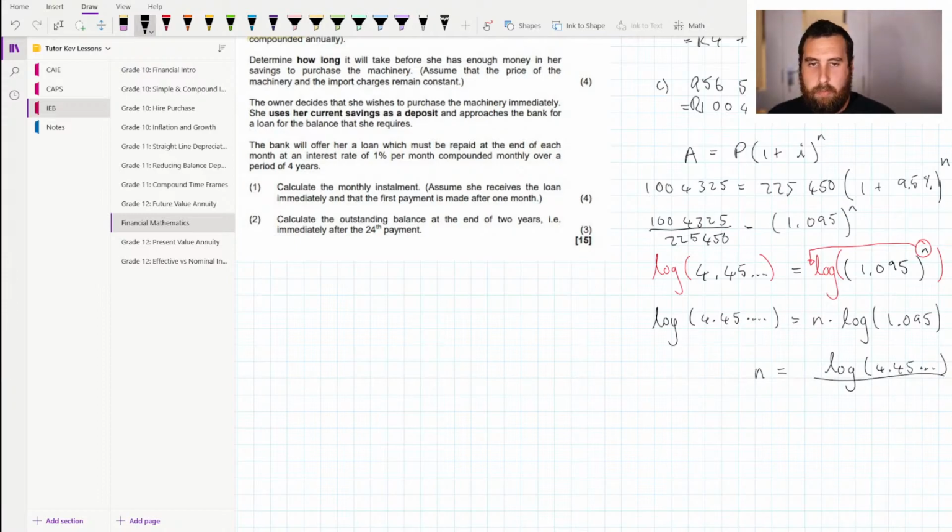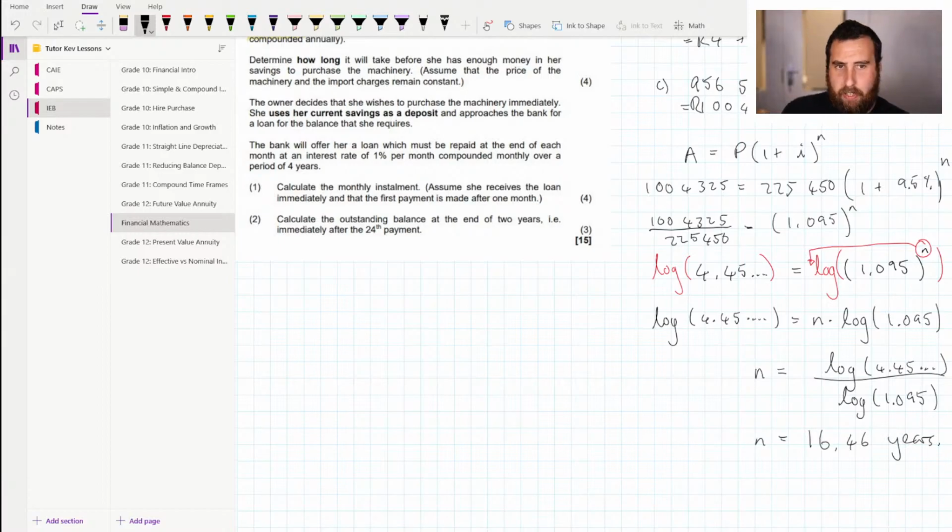So all of those numbers divided by the log of 1.095, and we get a value of n equal to, divided by the log of 1.095, and I get an answer of n equal to 16.46 years.